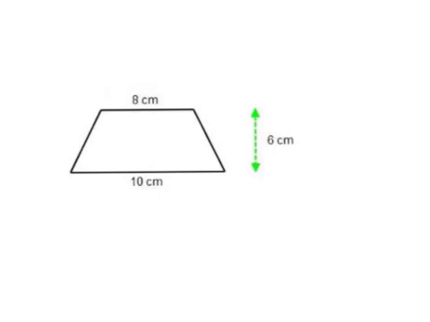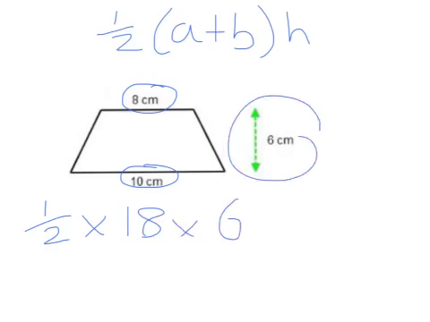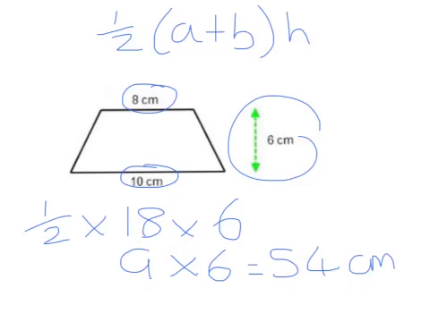Let's have a look at this example together. So remember, we need to do half A plus B times the height. So half times A is 8 and B is 10, which is 18, times the height, which is 6. Half times 18 is 9. 9 times 6 equals 54, and it's centimetres squared.